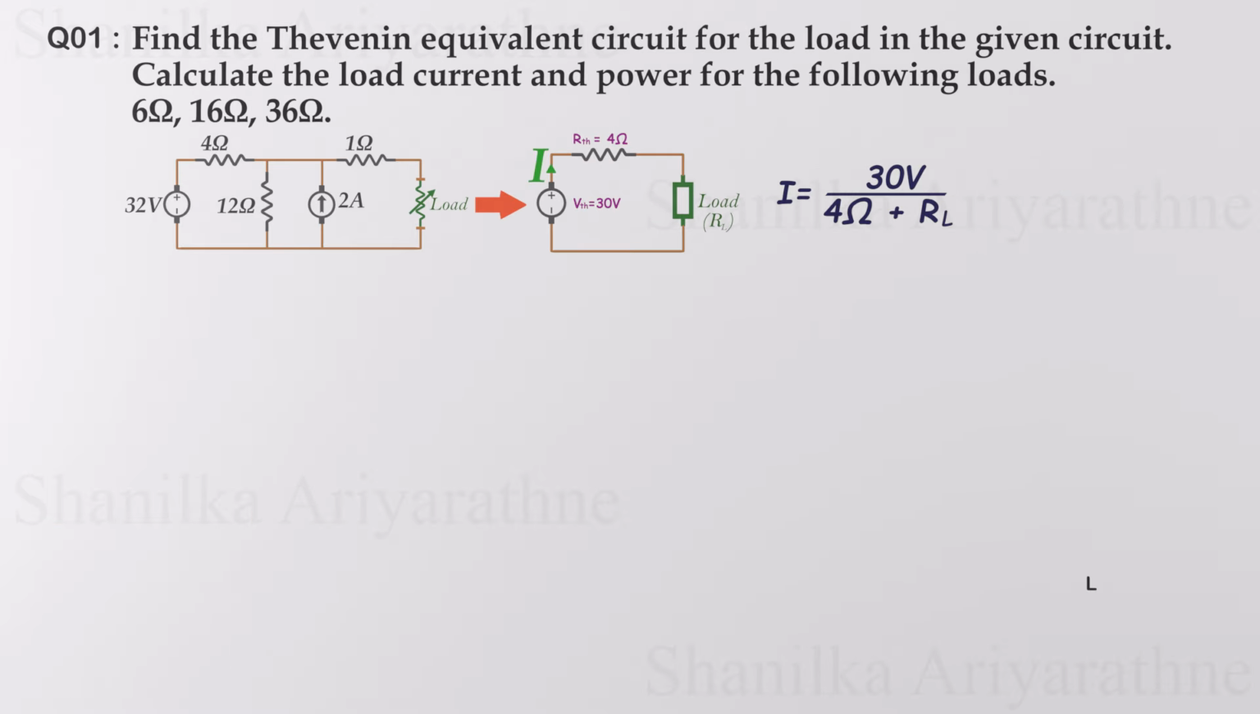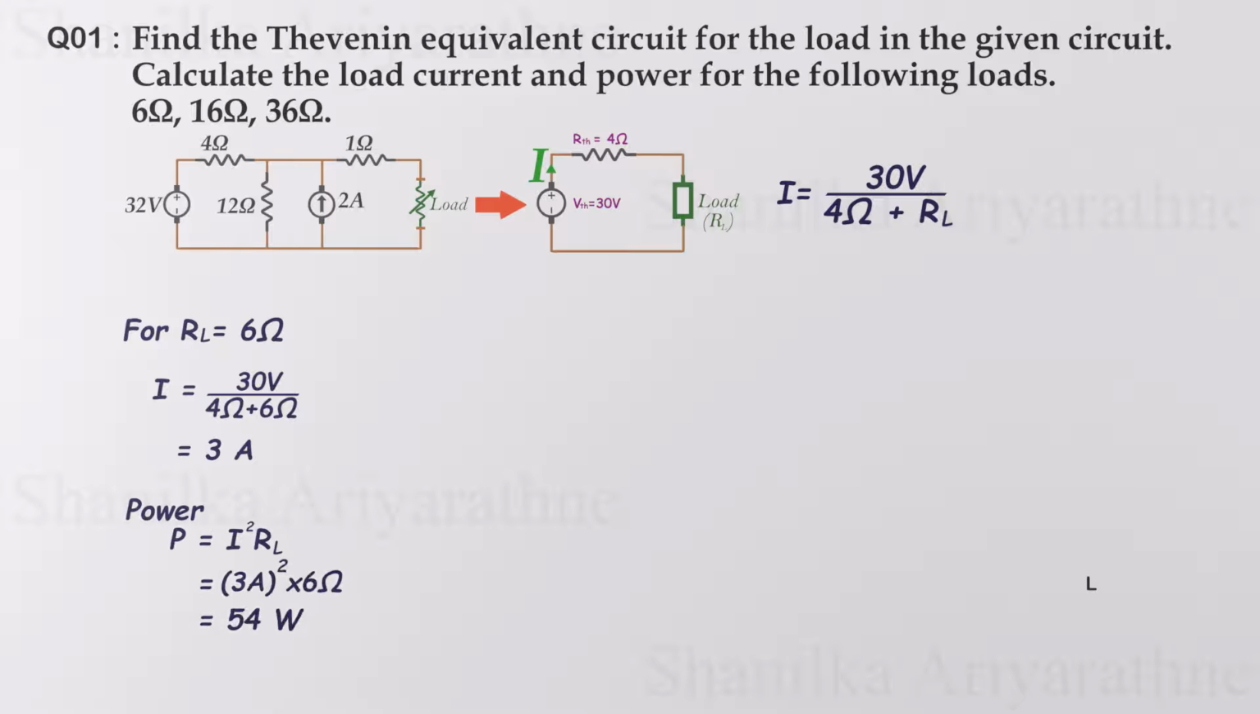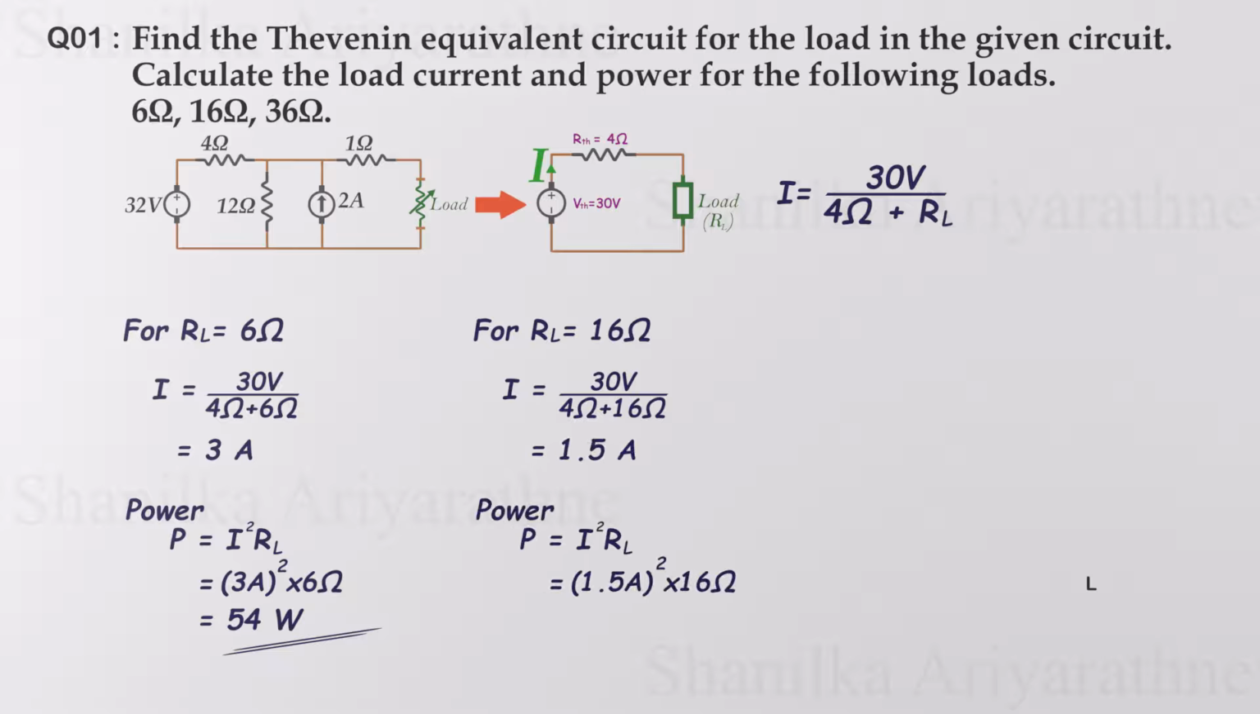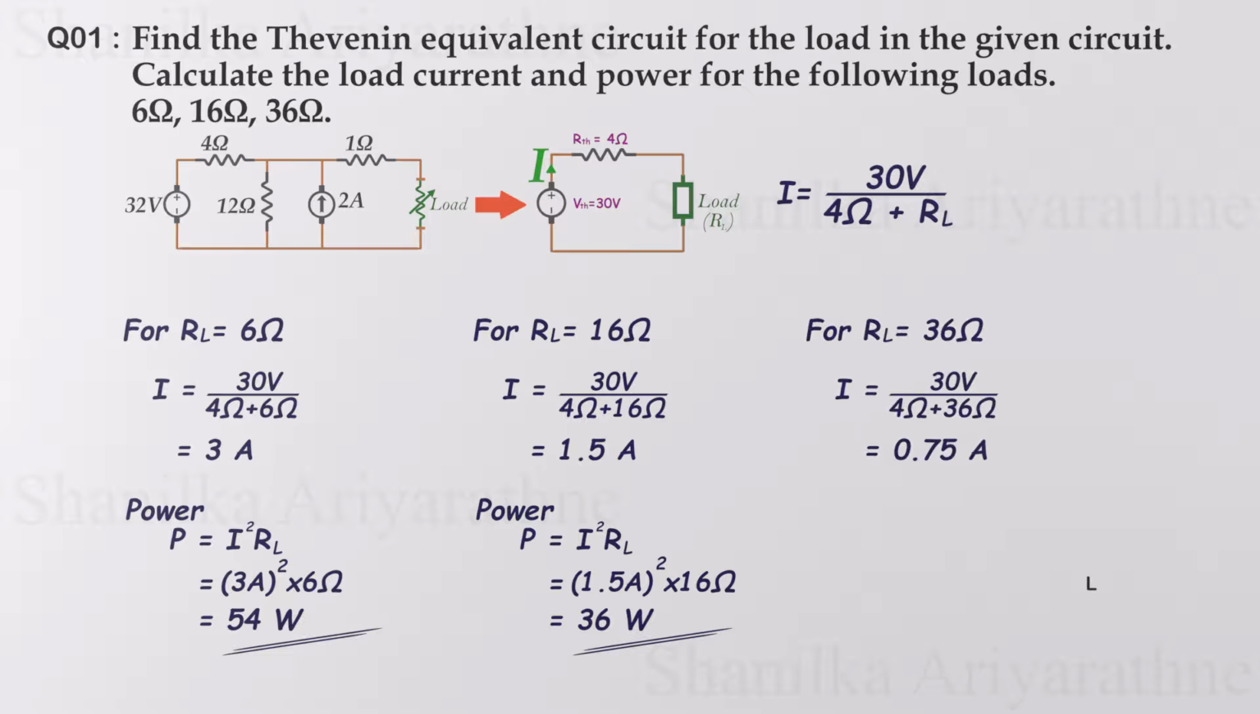Let's calculate the power for each load. For 6 ohms, the load current is 3 amps. The load power is 54 watts. For 16 ohms, the load current is 1.5 amps. The load power is 36 watts. For 36 ohms, the load current is 0.75 amps. The load power is 0.9 watt.